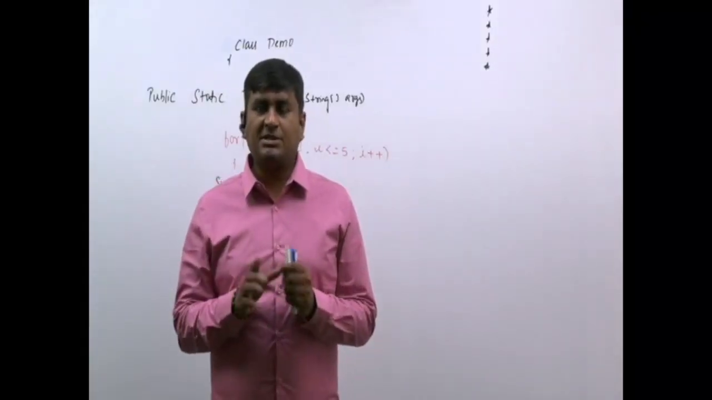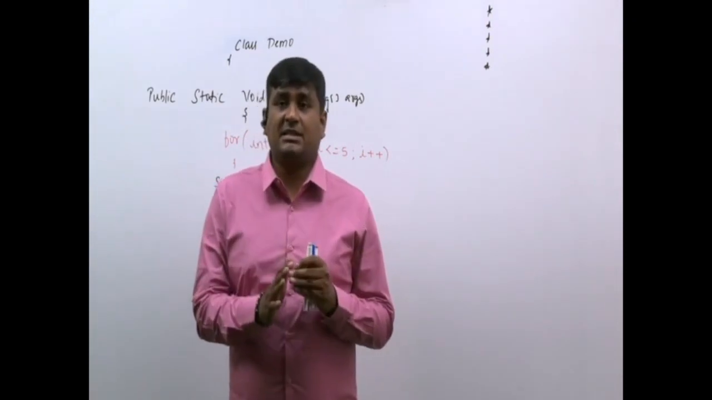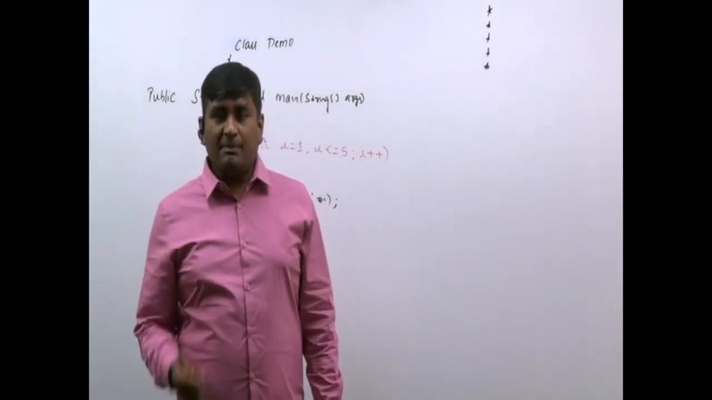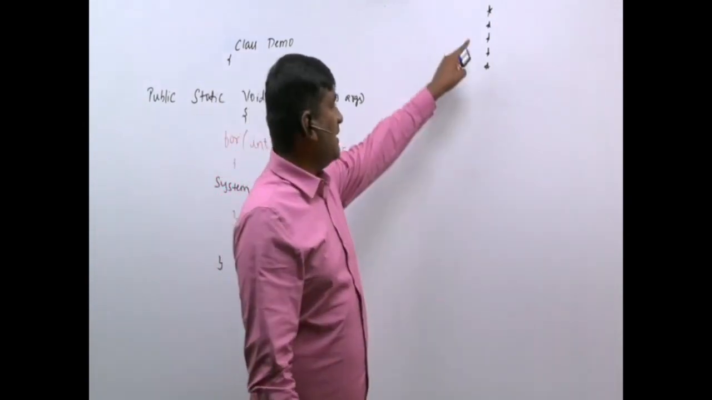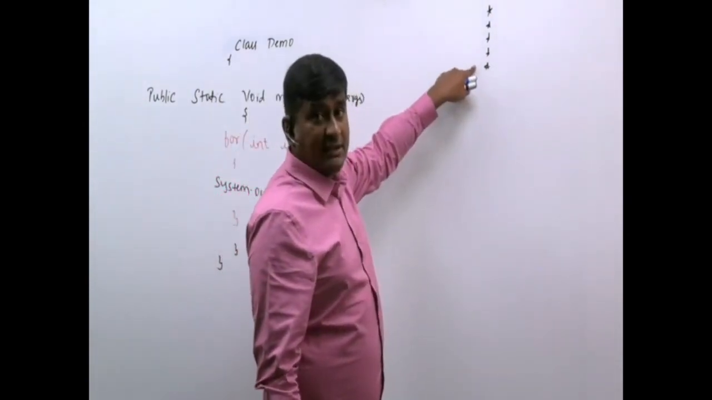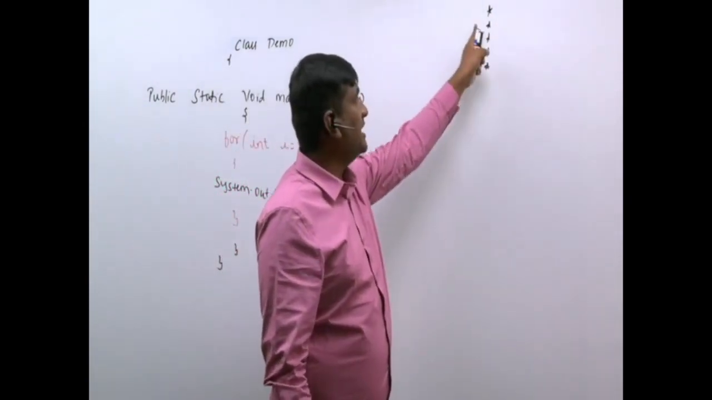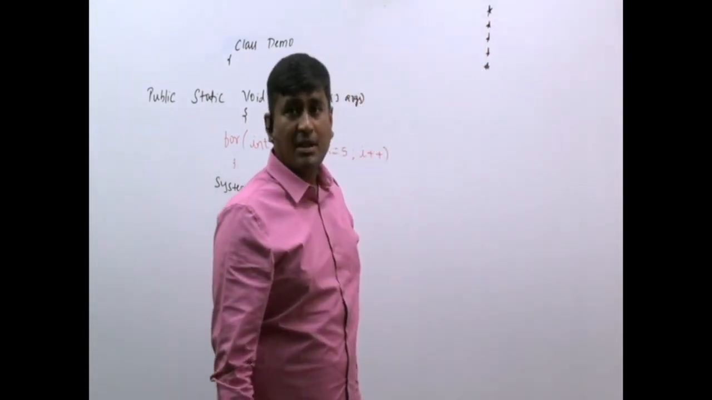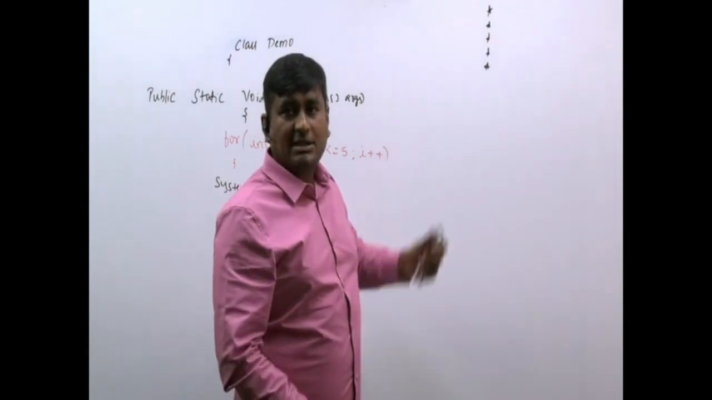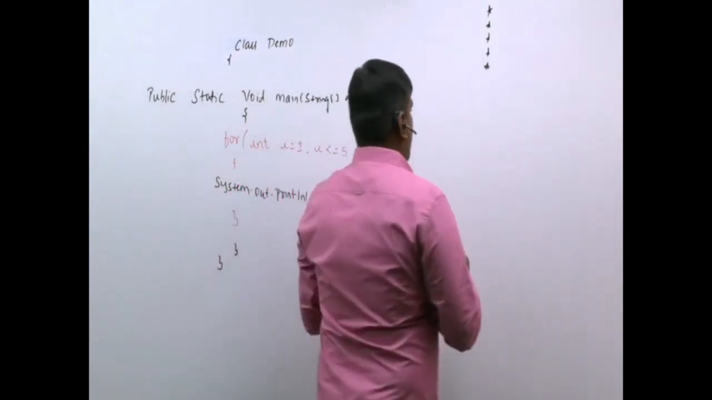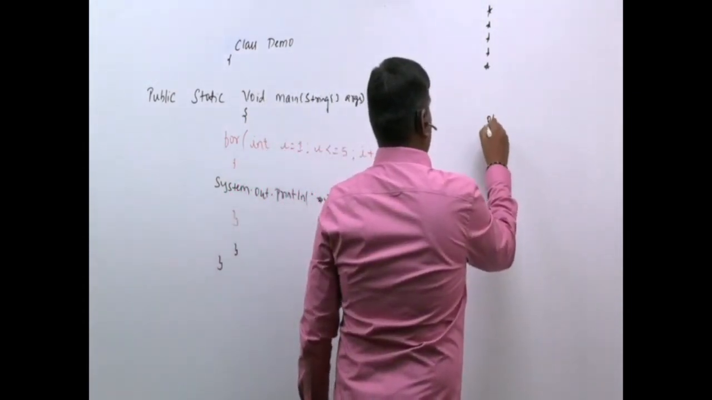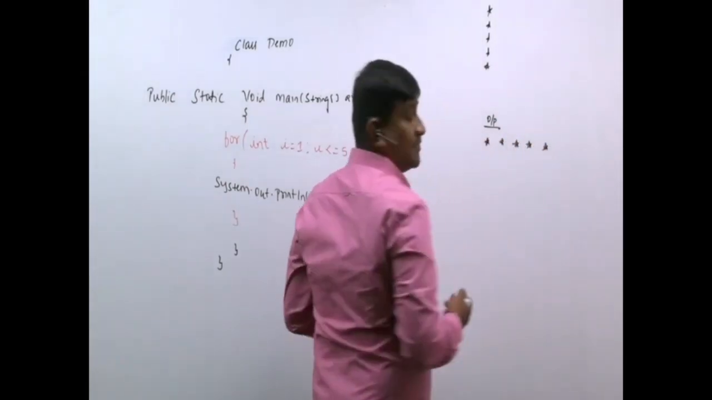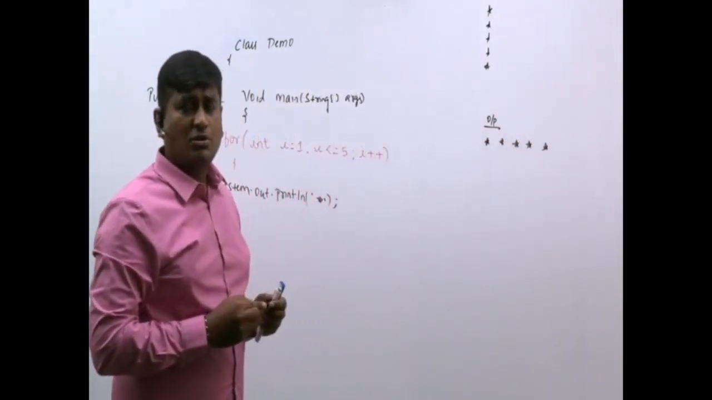Now, my next requirement is to display 5 stars, but all the 5 stars should be in the same row. In the previous program, I displayed 5 stars, but all the 5 stars were in different rows. See here, this is one row, this is one row, this is one row, this is one row, this is one row. In different rows I have displayed the star. But in this program, my output should be like this. 5 stars I should display, but all the 5 stars should be in the same row. Oh, how to do that, sir?